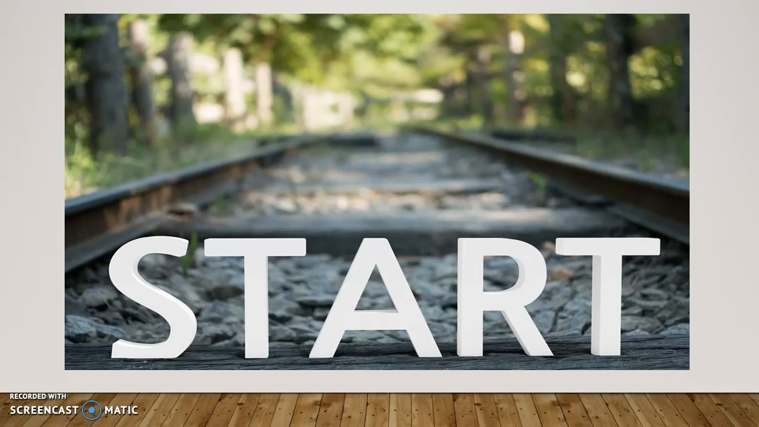So what are you waiting for? Get out there and try it. See the benefits for yourself as your students are engaged in meaningful learning activities.